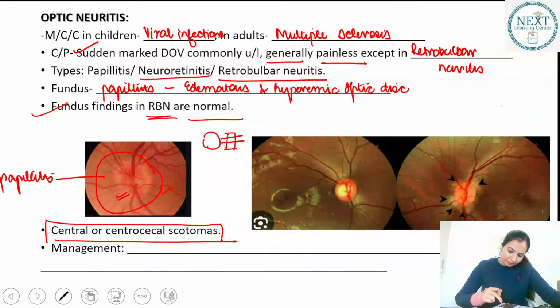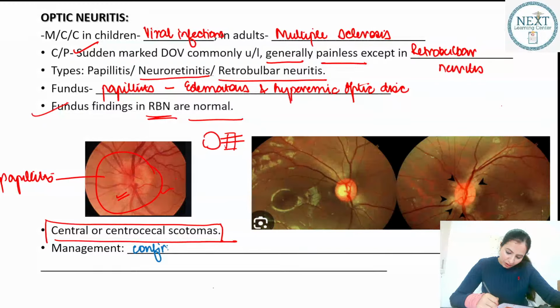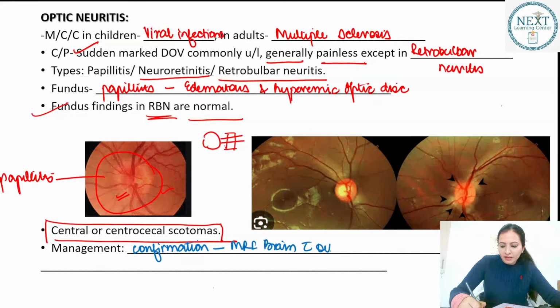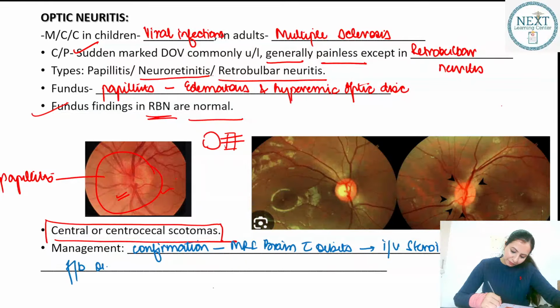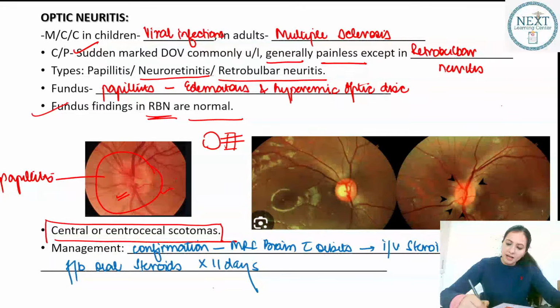Management will involve first confirmation. Confirmation will be done by MRI brain with orbits. Once you confirm it, then you go with IV steroids. Primarily we go with methylprednisolone for 3 days, which is then followed by oral steroids for 11 days. So that means a total course of 14 days. If you look at this optic nerve, this is normal.